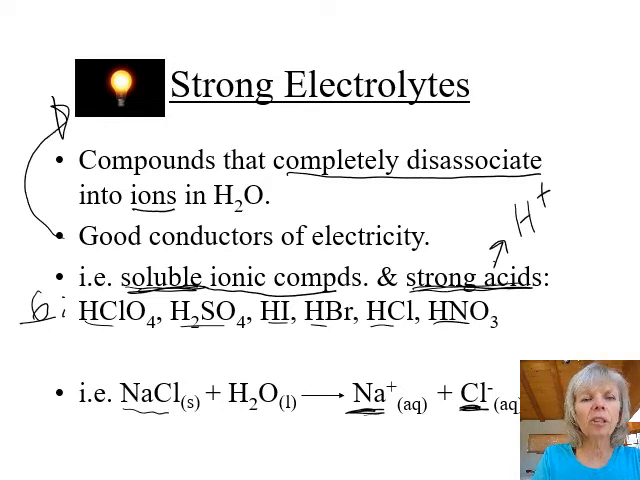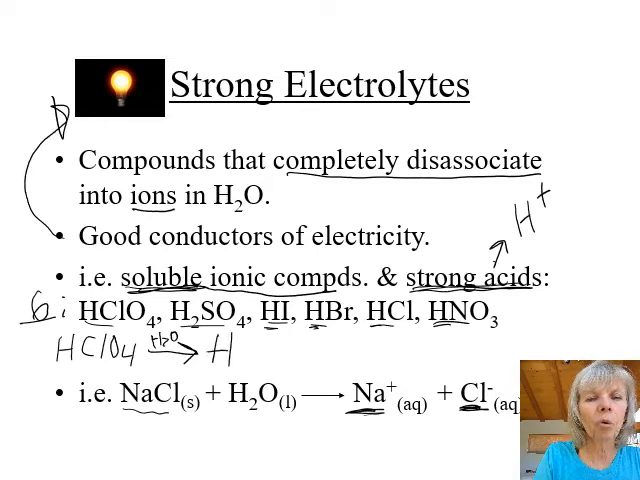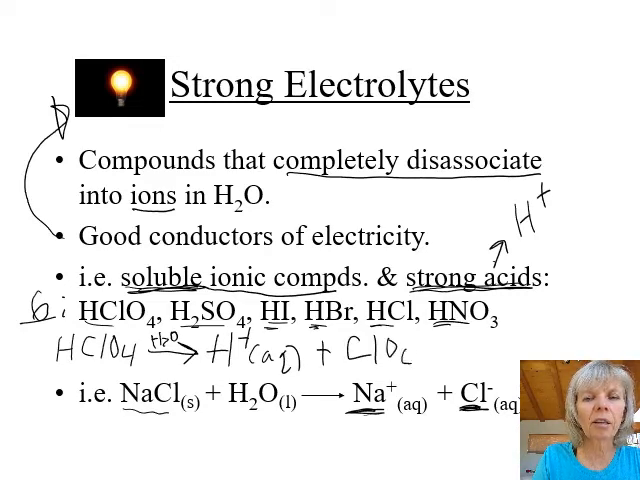Notice that all these compounds have a hydrogen written in the front. When we put them into water, for example the first one, HClO4, that compound would form 100% ions. So we have aqueous hydrogen ions, and then we have this polyatomic ion, not one of the ones you have to know. That would happen with all of these 6 strong acids.